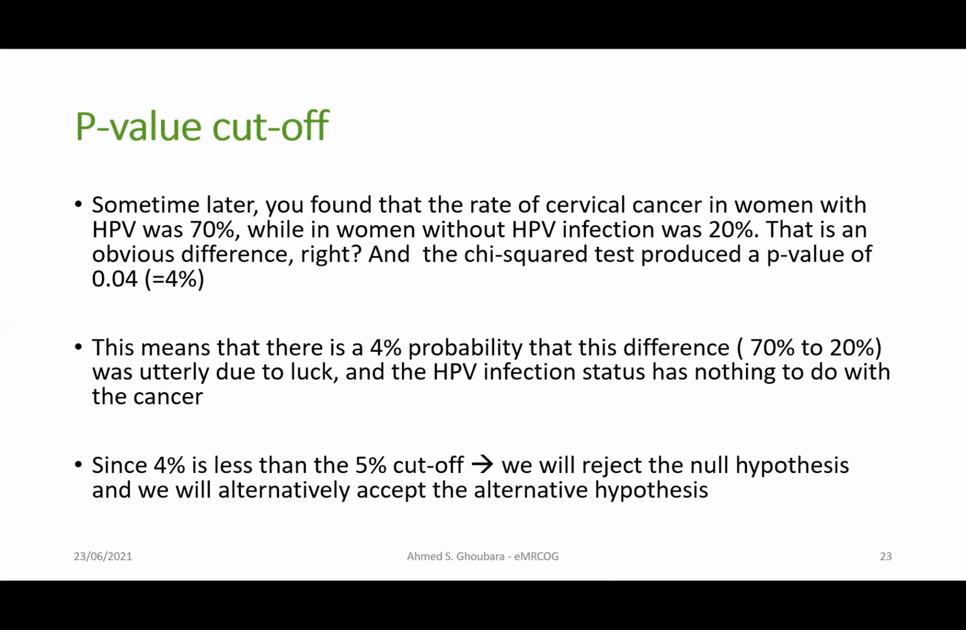We do have something actually to report, yeah? Less than 5%, meaning that there's very little probability of fake results. That means that we do have very high chances of real difference. So we will do what with the null? We will reject. Yeah, we will reject the null hypothesis this time. And alternatively, we will accept the alternative hypothesis.